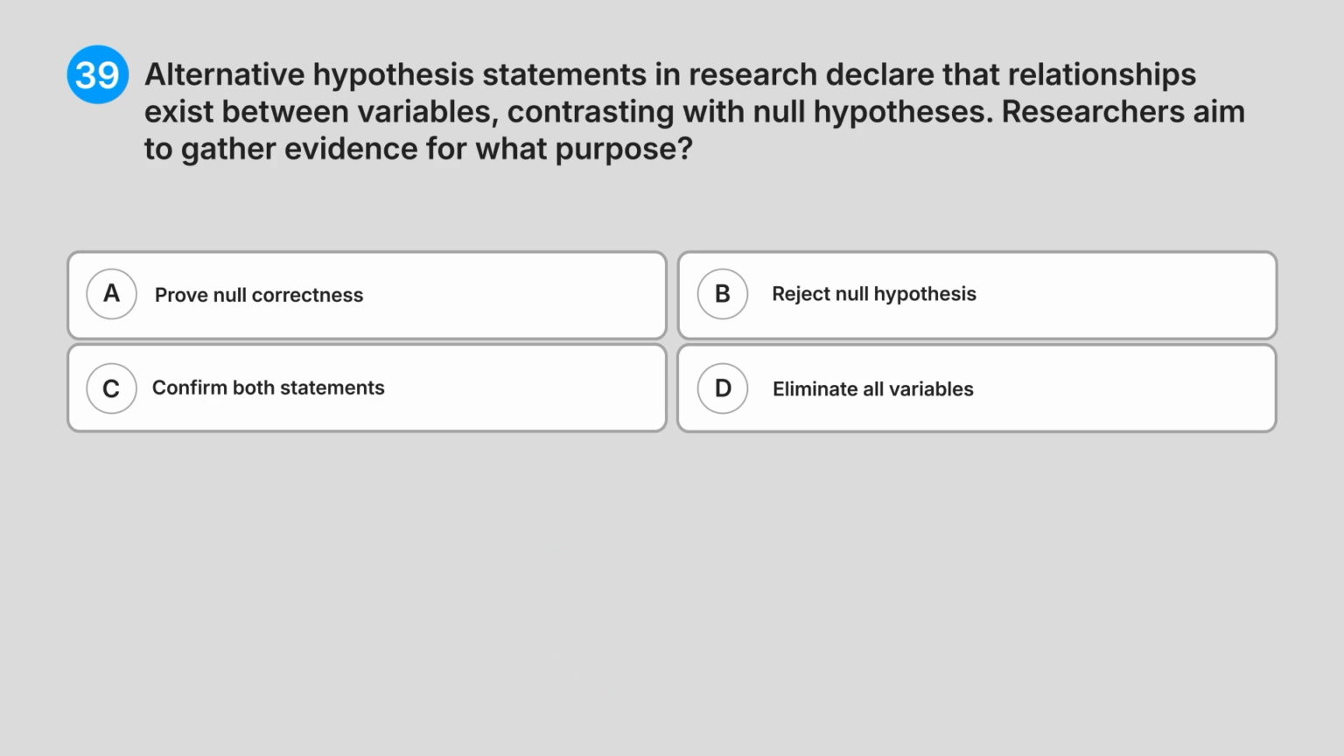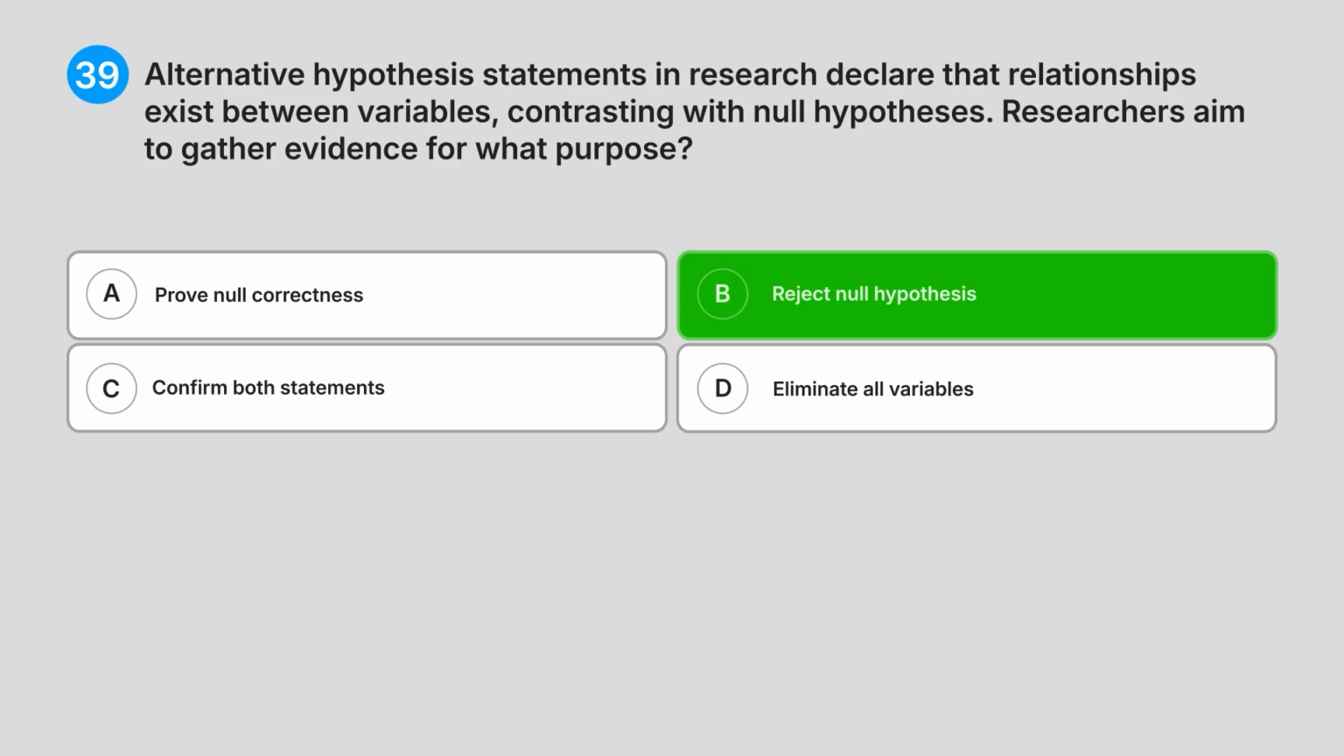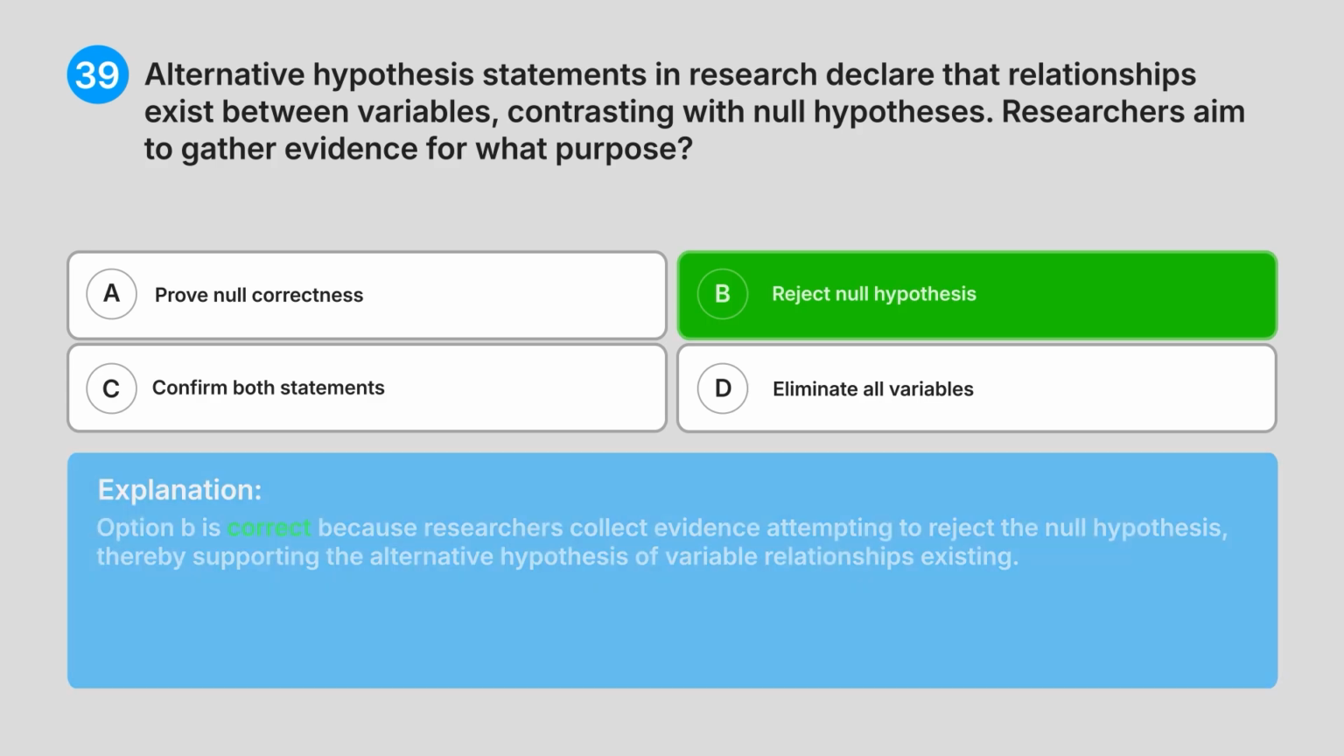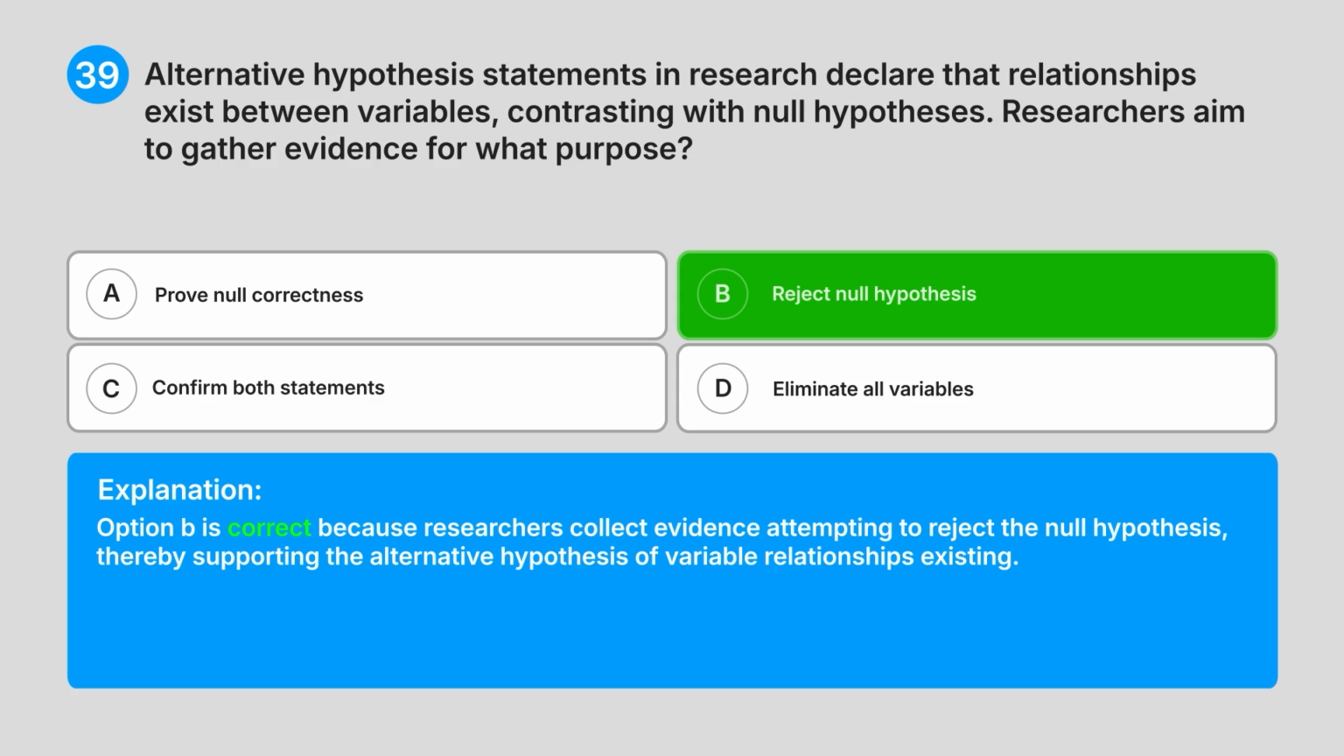Correct answer, B. Reject null hypothesis. Explanation. Option B is correct because researchers collect evidence attempting to reject the null hypothesis, thereby supporting the alternative hypothesis of variable relationships existing.